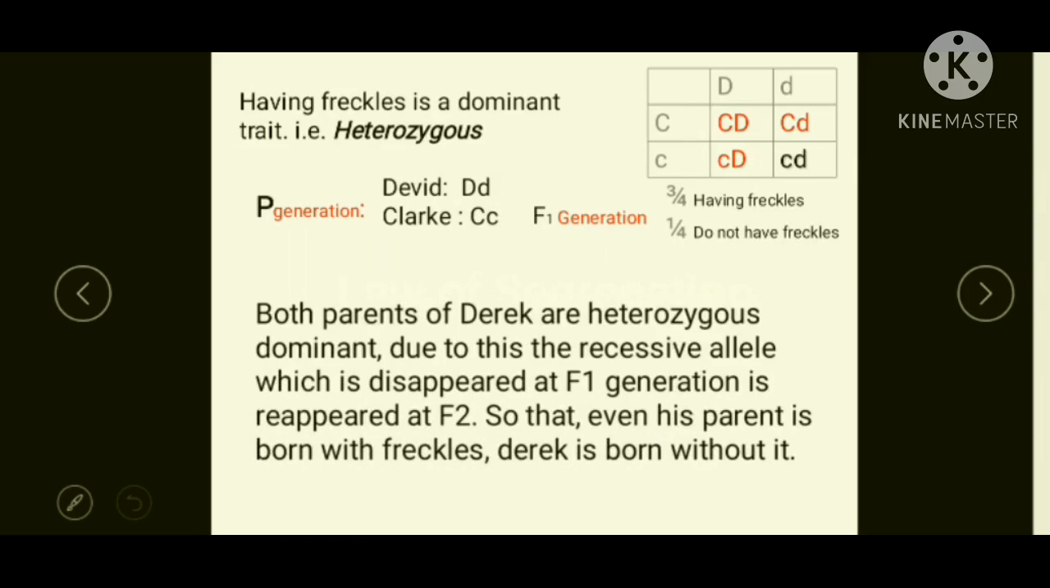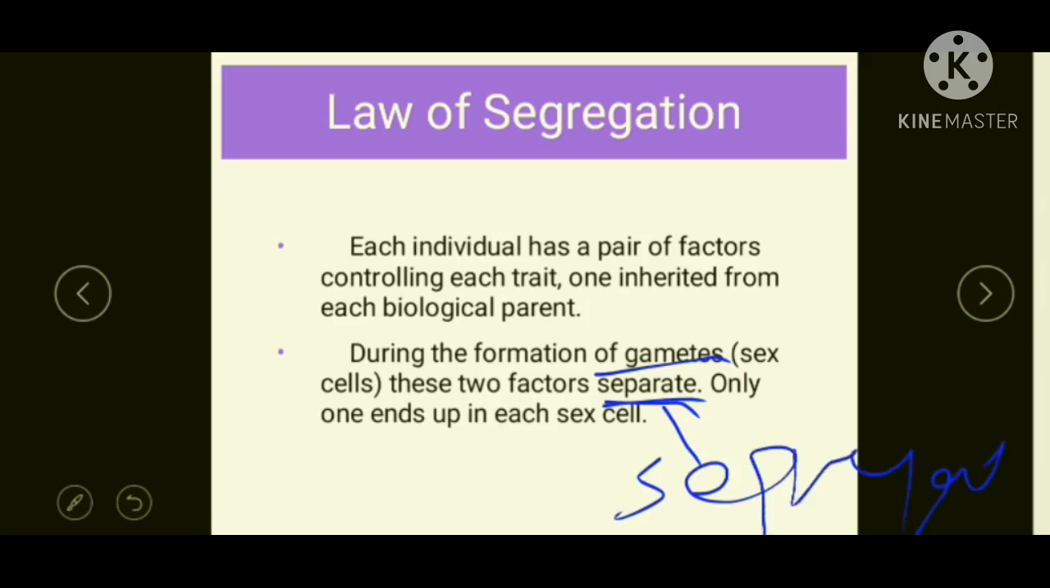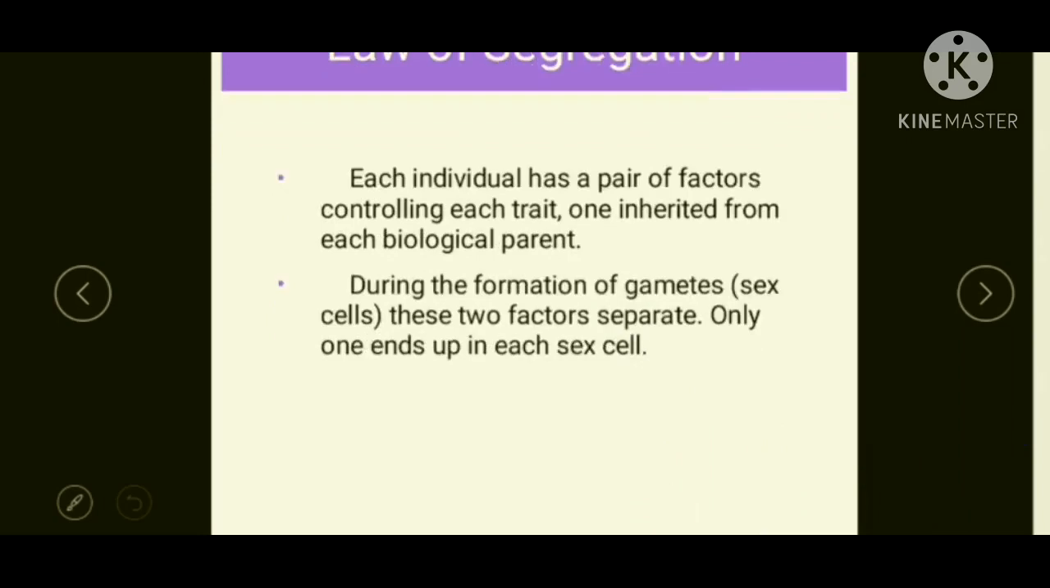Let us pass directly to the second law of heredity, the law of segregation. According to the law of segregation, each individual has a pair of factors controlling each trait, one inherited from each biological parent. But during the formation of gametes, the sex cells, these two factors separate, or segregate. Only one ends up in each sex cell.